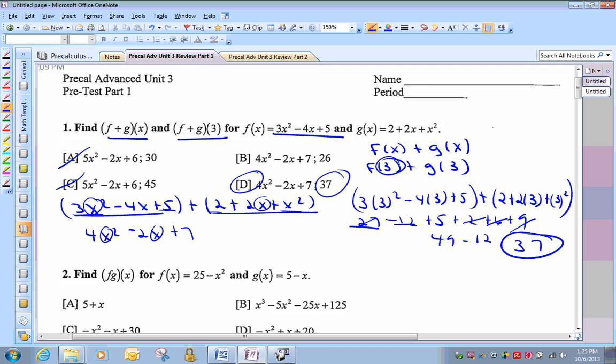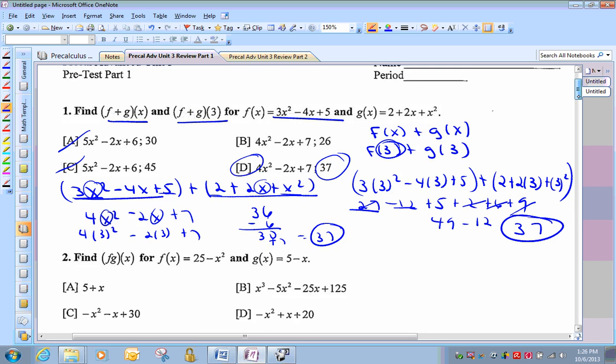Now let's try what we said a while ago. Since you already added the functions together and then are going to substitute in, I think it makes our math a little simpler. So let's try that. We would have 4 times 3 squared minus 2 times 3 plus 7. Let's see if that works. 3 squared is 9. 4 times 9 is 36. Negative 2 times 3 is negative 6. Okay, so that would be 30. And then plus 7 gives us 37 also. And I think that math is a little simpler. You could do it either way, but I think that would work.